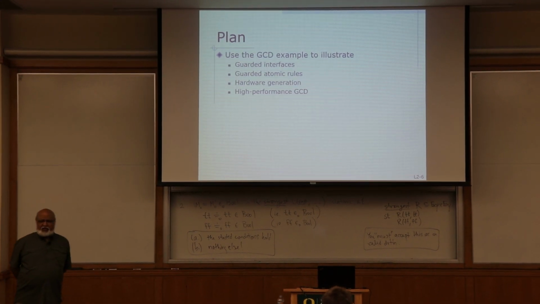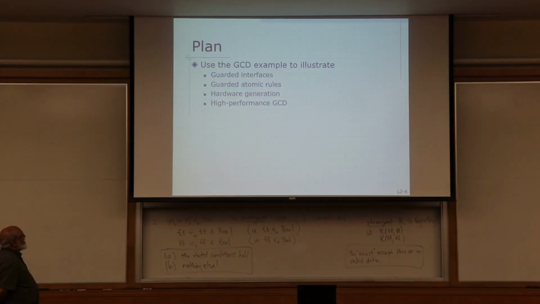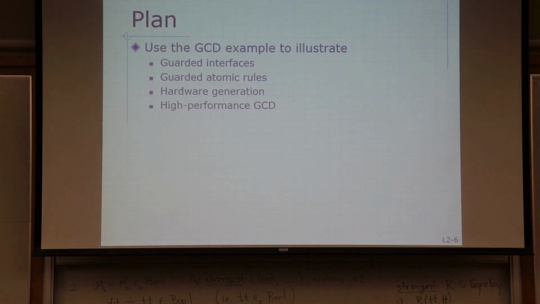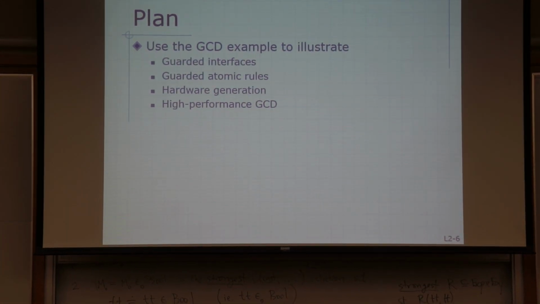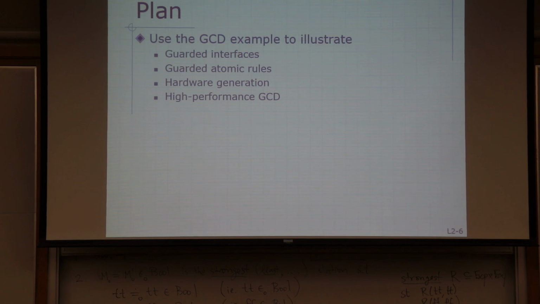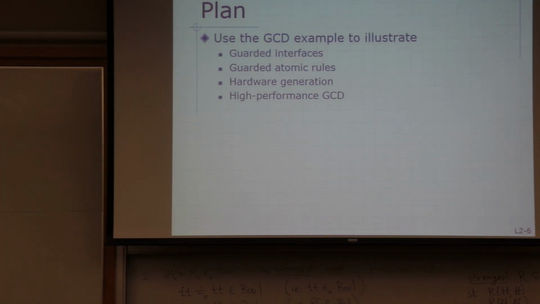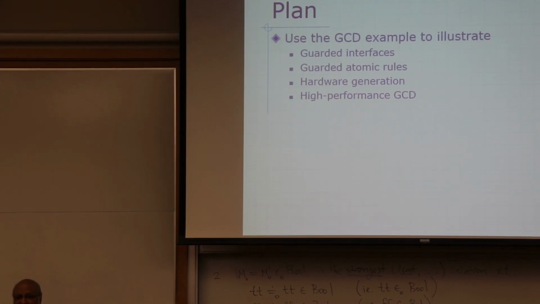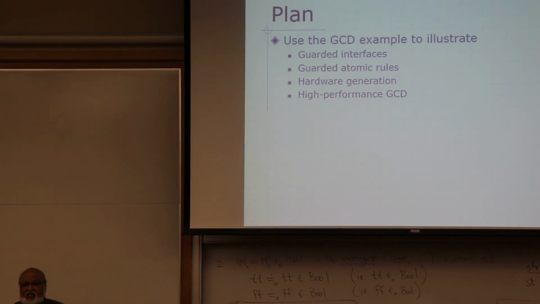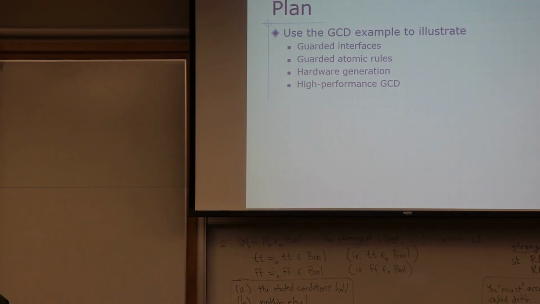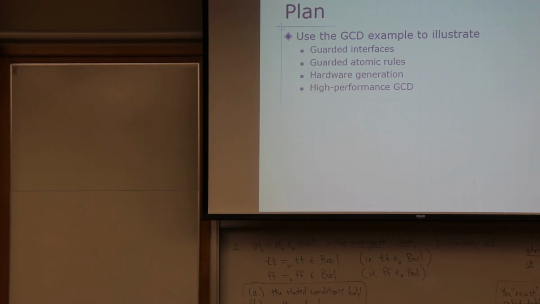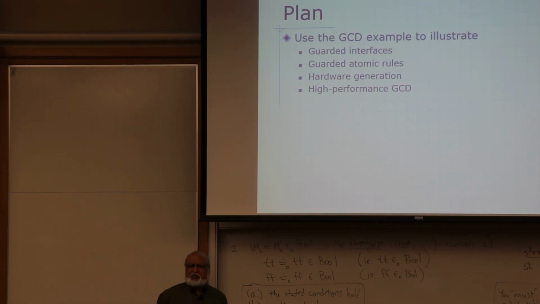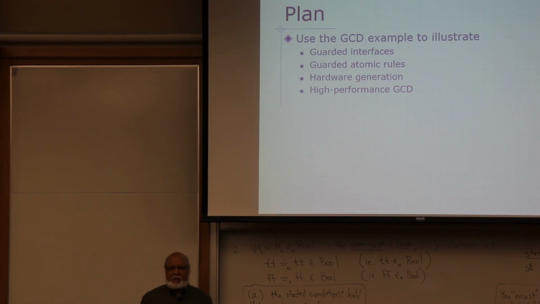Okay, so the plan for the rest of the lecture is, I want to explain using GCD, this concrete example, what I mean by guarded interfaces, guarded atomic actions. Most importantly, hardware generation, because my goal is not to execute GCD. My goal is to build hardware, give you a register transfer description of GCD at the hardware level. That's what the compiler will do. And then, let's build also a high-performance GCD while we are at it.